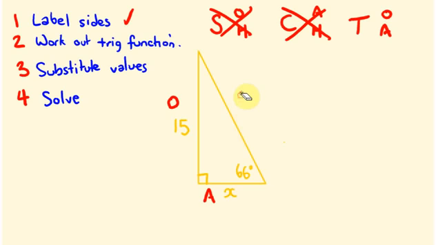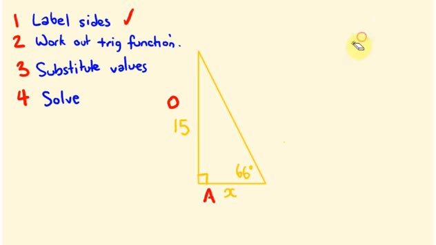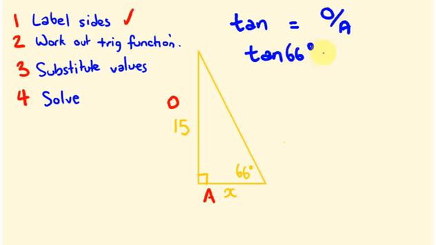Okay? So we'll get rid of those, and here we go, we're going to have tan equals opposite over adjacent. So tan 66 degrees equals the opposite, which is 15, over the adjacent, which is x. Okay, so I'm going to do that similar sort of thing again. We have to get x by itself, then, don't we?